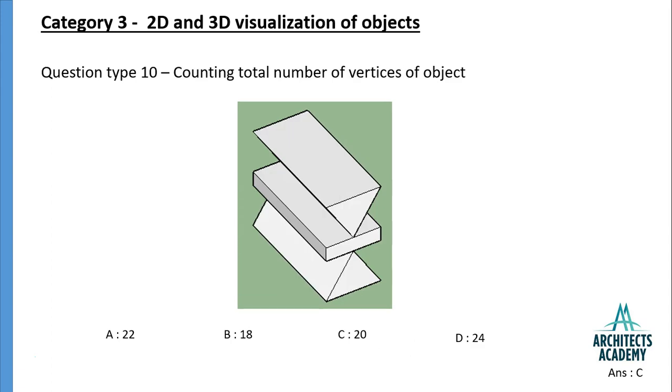Now, if you are going to count the total number of vertices of an object, you only have to count the points where the edges meet. Since the top object is a prism, the bottom one is also a prism, and the middle one is a cuboid, if you add up the number of vertices, you will find out that the answer is going to be 20.